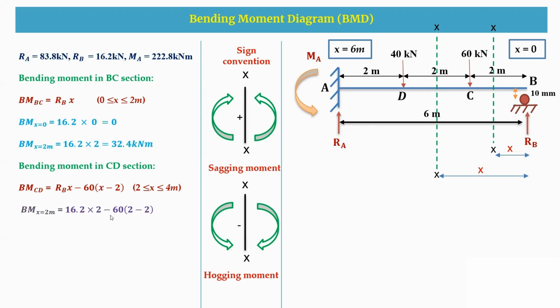So when X is equal to 2, the bending moment is 32.4 kilonewton meter positive. And at X equal to 4, I'm having the bending moment value to be negative, which is 55.2 kilonewton meter. So that means in the CD section, the bending moment value is changing from positive to negative. So I'm going to get a point of contraflexion in the CD section.